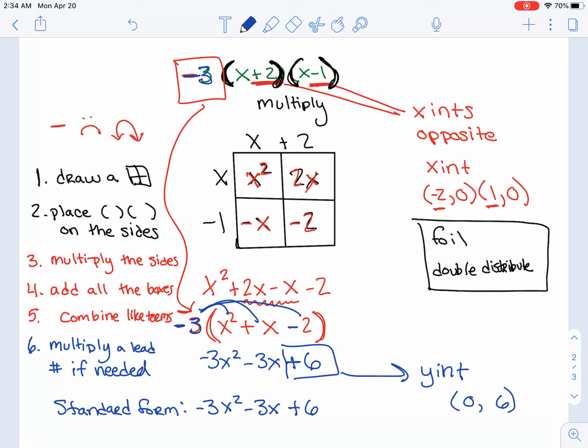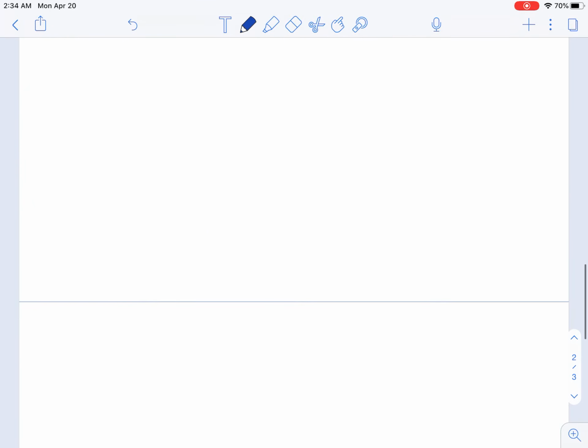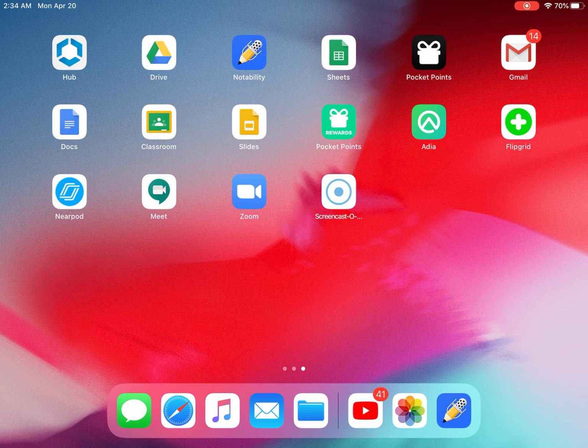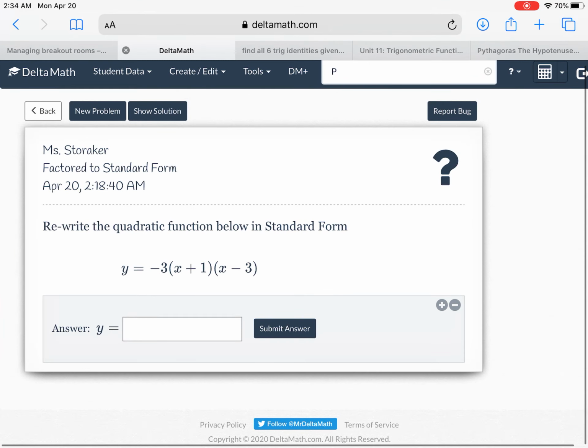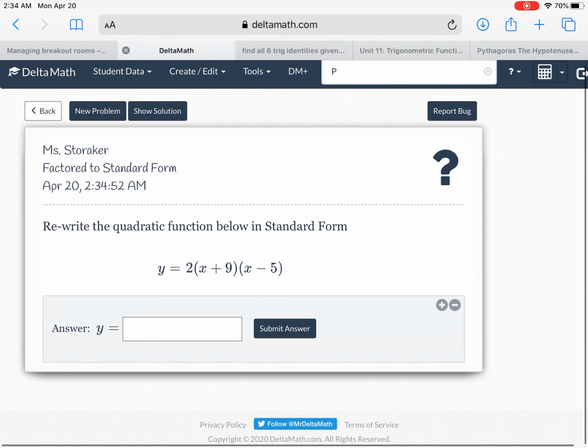Okay, so I'm going to go pull another one of those problems just to make sure you got it, and then I'll lead you to do your Delta Math. Okay, let's do a positive one.